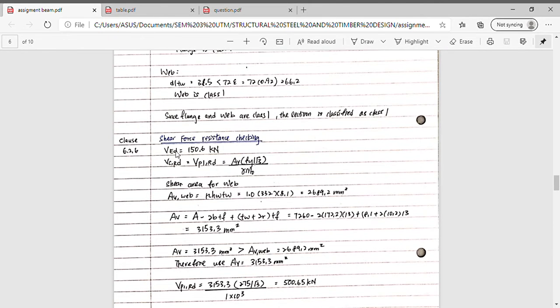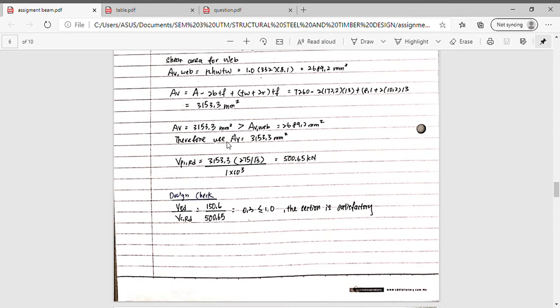So next is to calculate the shear force resistance. The shear force that I calculated is 150.6 kN. So to find the shear force resistance using this formula, before calculating, we have to calculate the shear area for the web and the shear area for the flange.